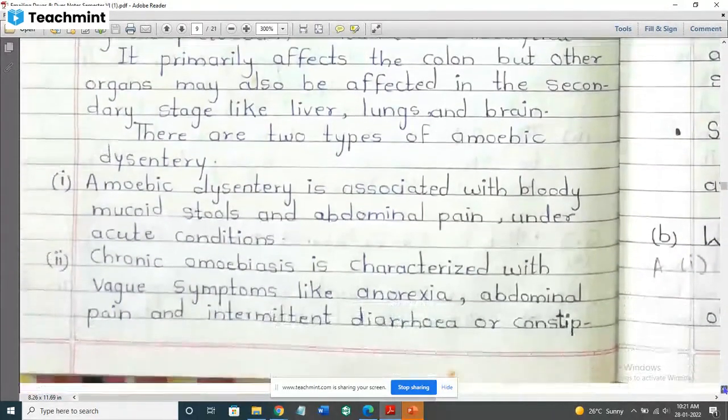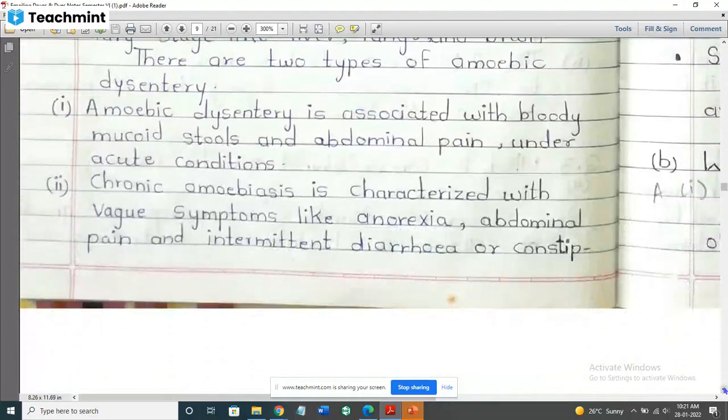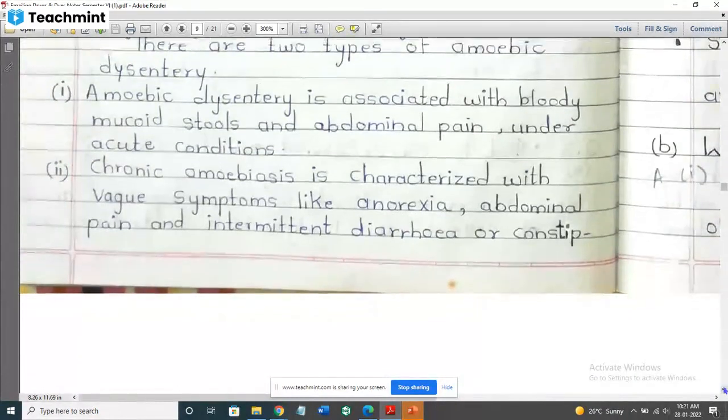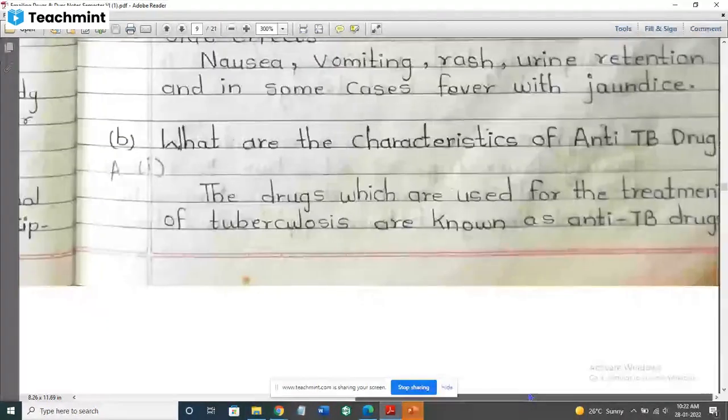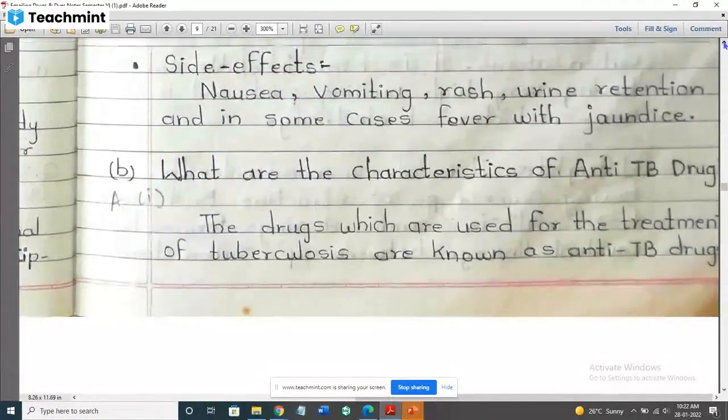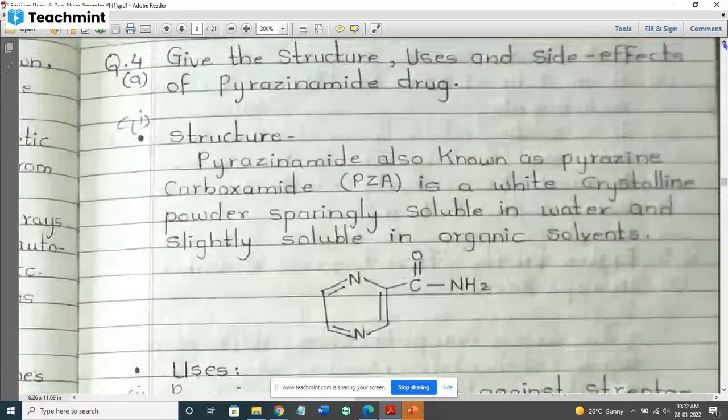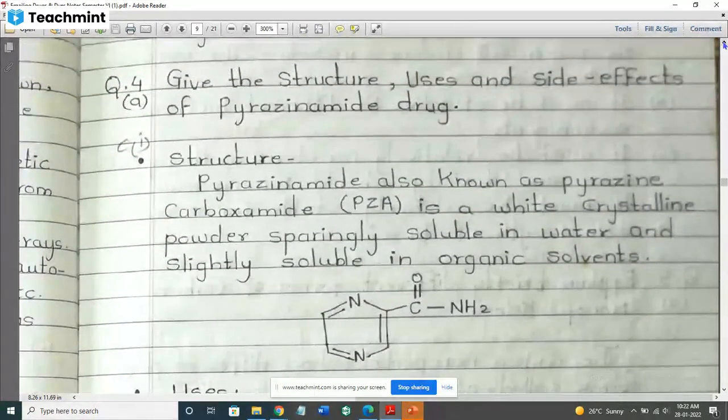And there are two types of amoebic dysentery. One is acute amoebic dysentery, associated with bloody mucoid stools and abdominal pain. Chronic amoebiasis is characterized by vague symptoms like anorexia, abdominal pain, intermittent diarrhea, or constipation. So this is about amoebiasis. Two questions were asked on these points. One is the separate question of metronidazole. Another question is for anti-amoebiasis.